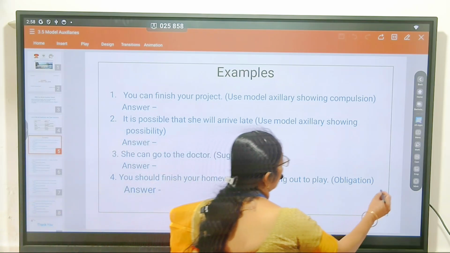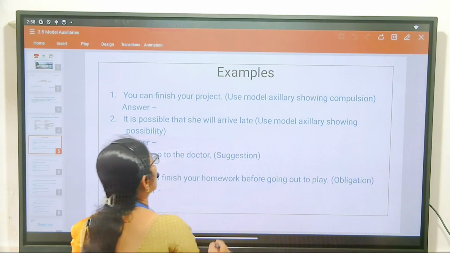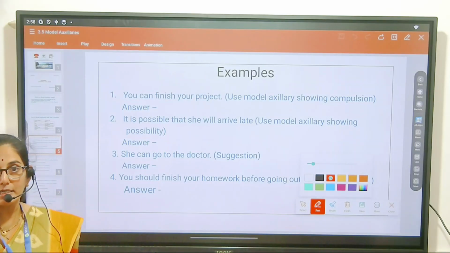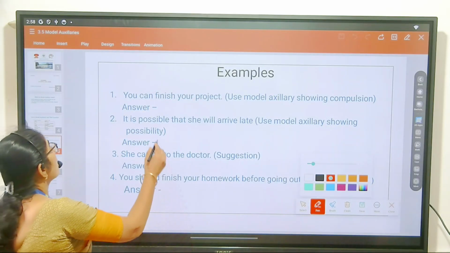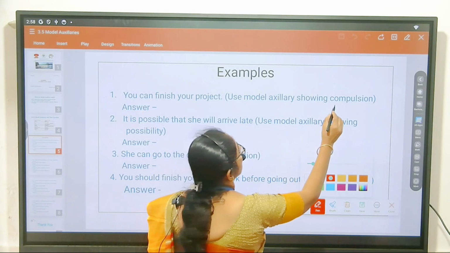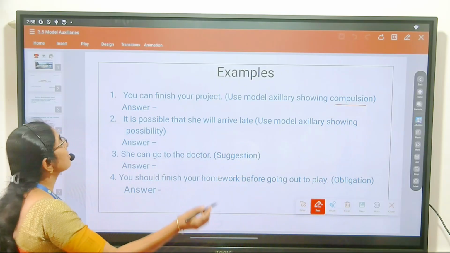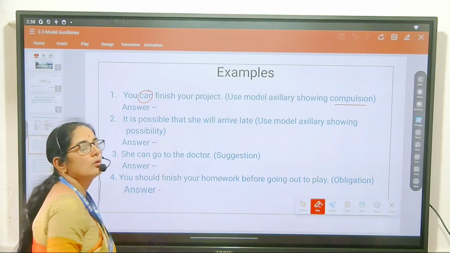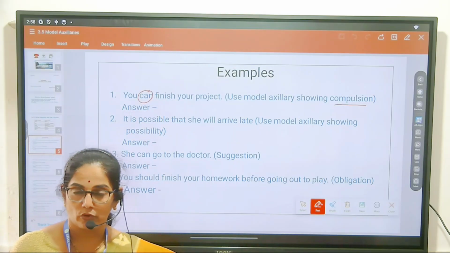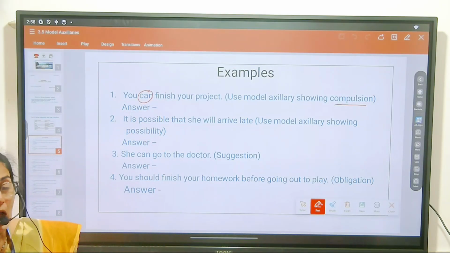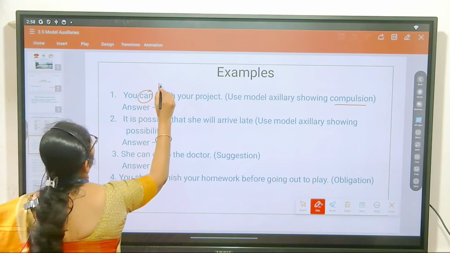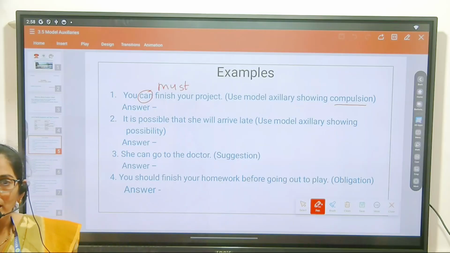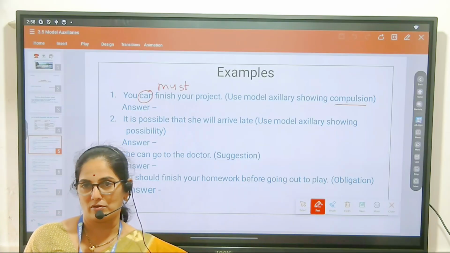Now, how do we understand there is a compulsion? It is given here as a compulsion. You have to find out the modal auxiliary, can, in the given sentence, and instead of that can you have to write must. So how is the answer? You must finish your project.